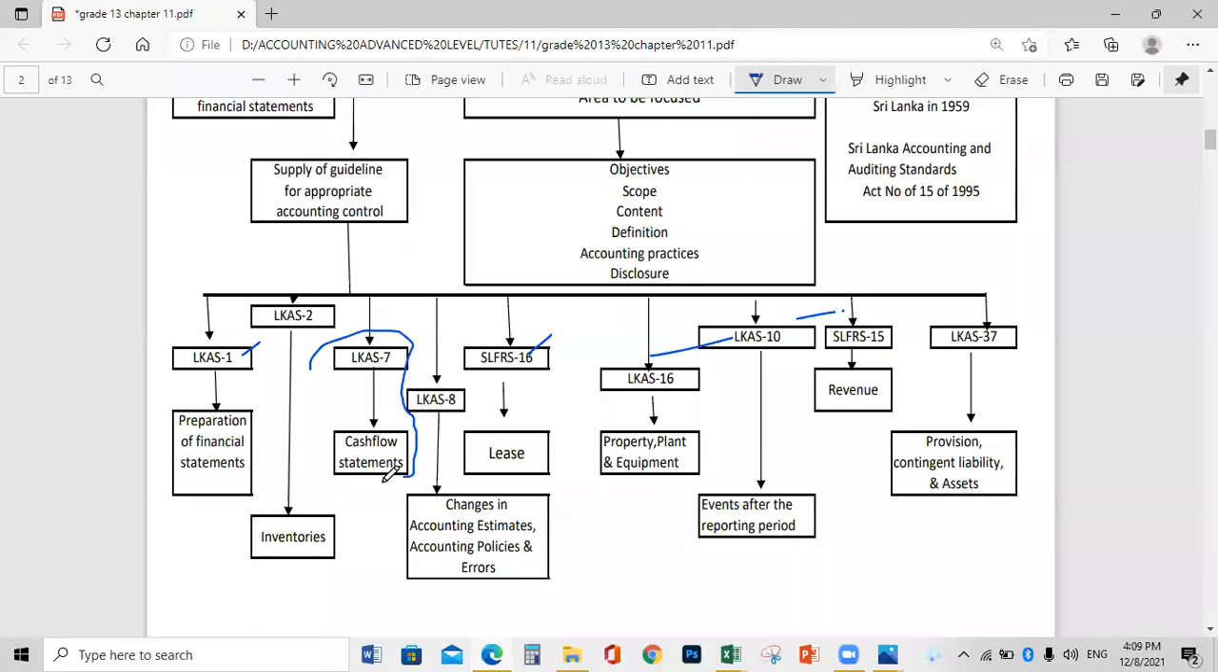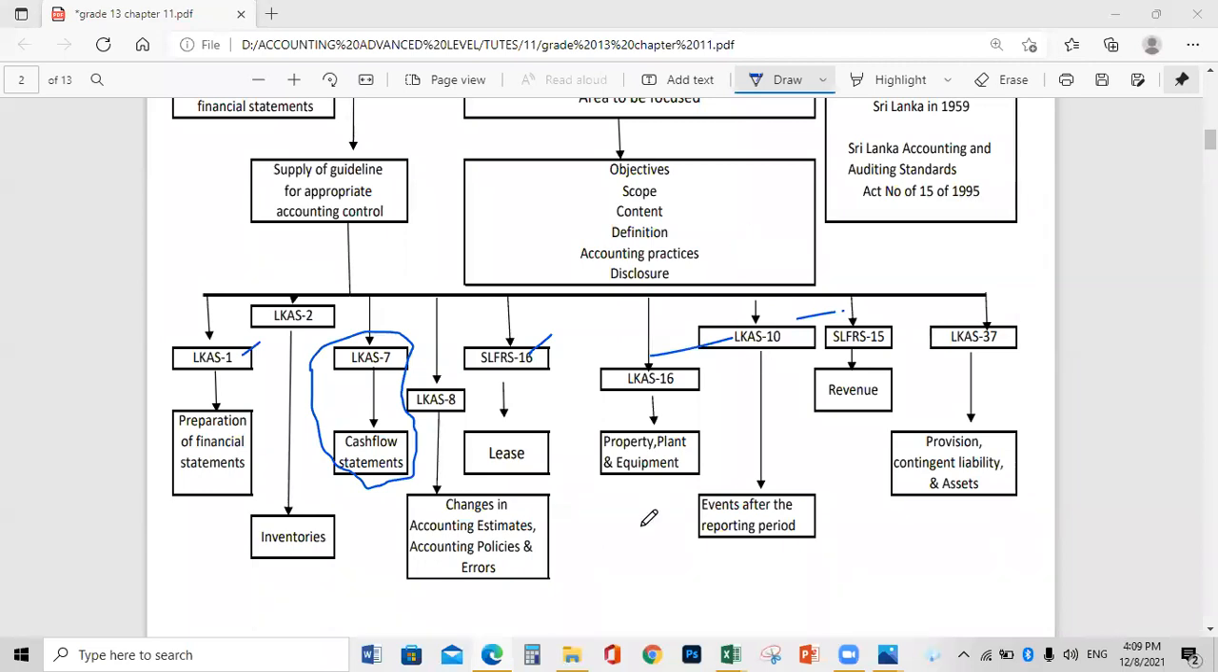But the cash flow statements standard will be taken separately. In your exam, they will not include this with the company accounts. They will include it separately in a different question. These standards, you need to understand how to apply them, what is told there and how to record them. You can't go against them, because you always have to follow these standards when preparing the statement of profit or loss or the statement of financial position.